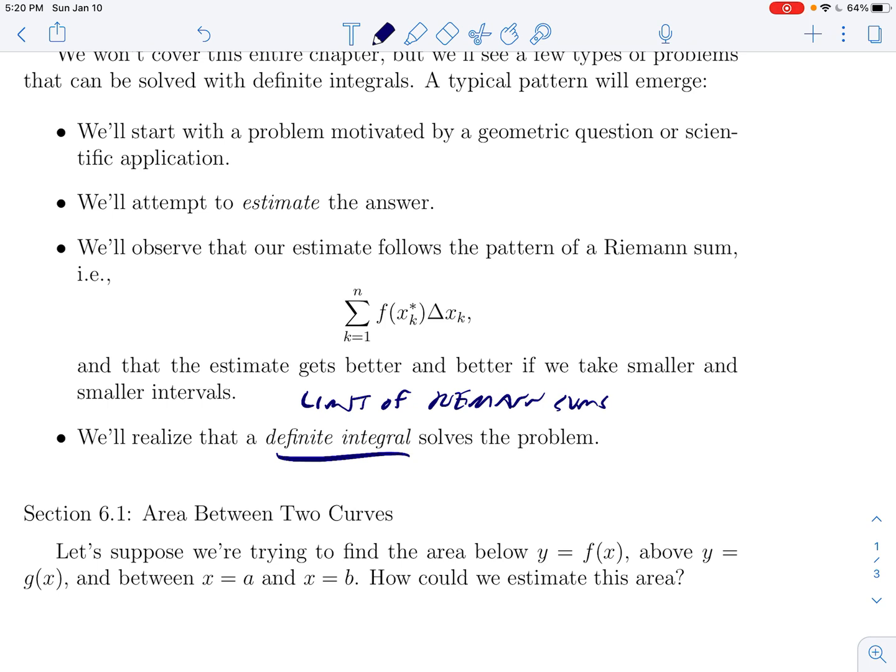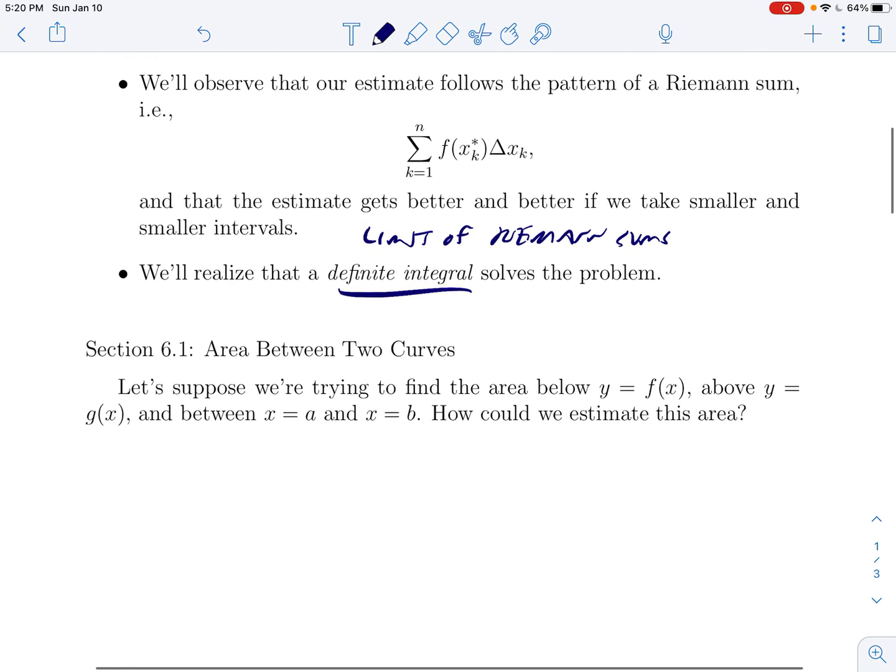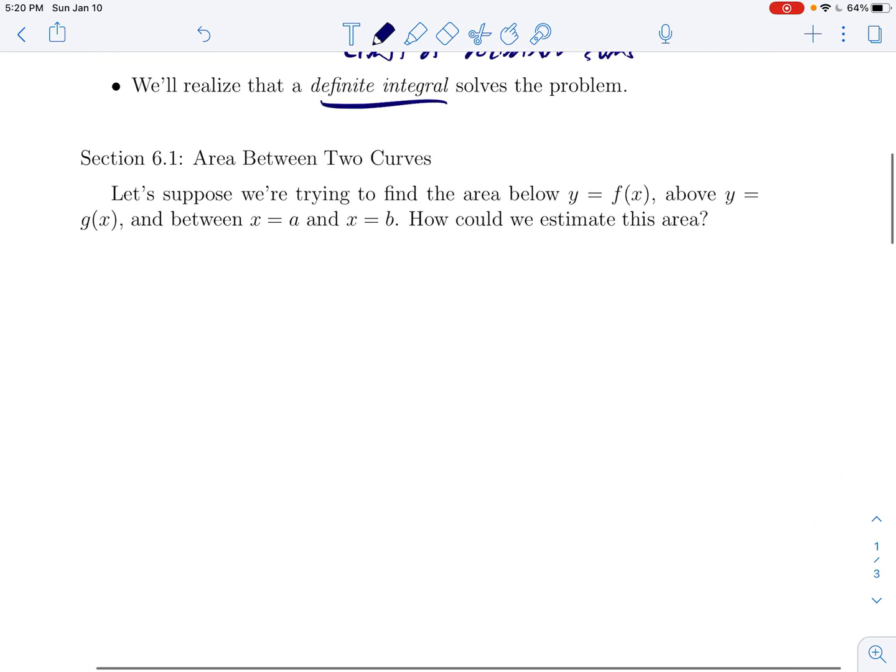So what emerges is there are all of these formulas for areas, for volumes, for work, for mass, for energy, for probabilities that involve integrals. So let's look at a really simple application in section 6.1, area between two curves.